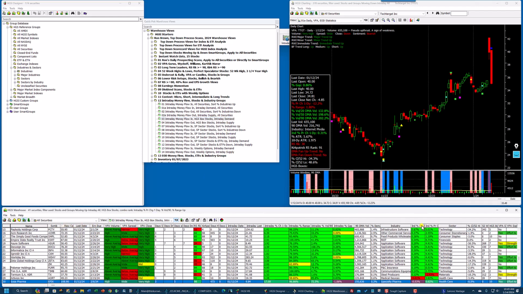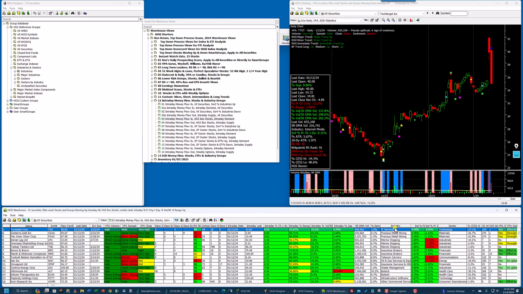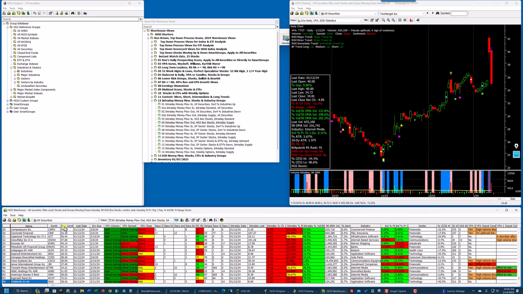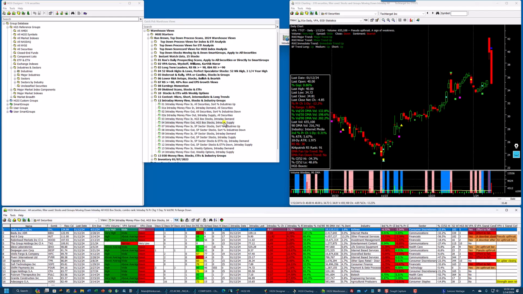If you want to see it on the industry, just go over here. The industry sort, just go over here and click on that. And the supply, demand, supply. But the sorts are based upon the combos.